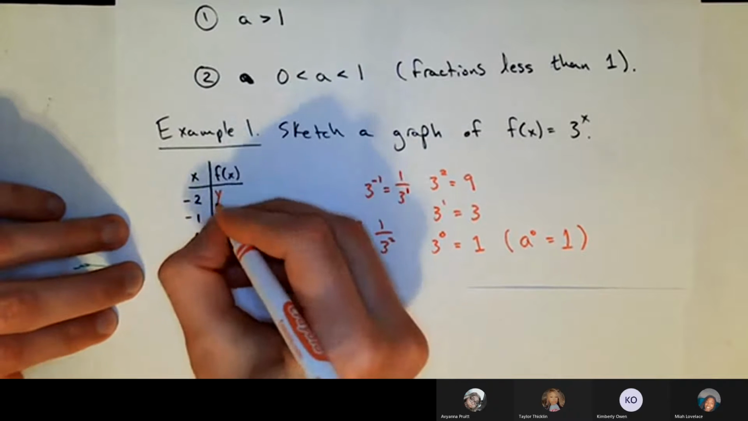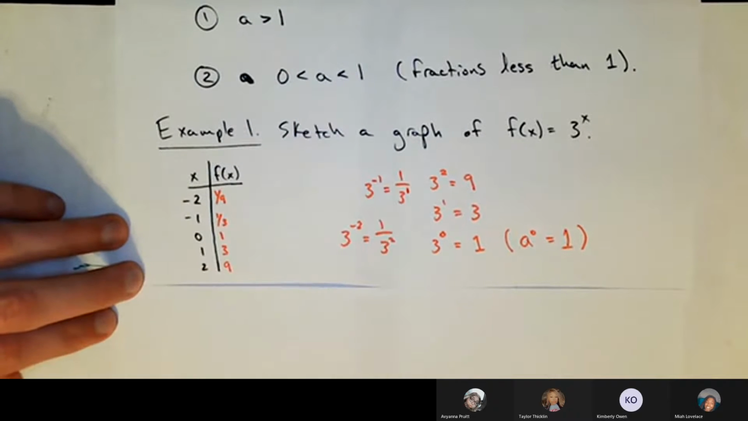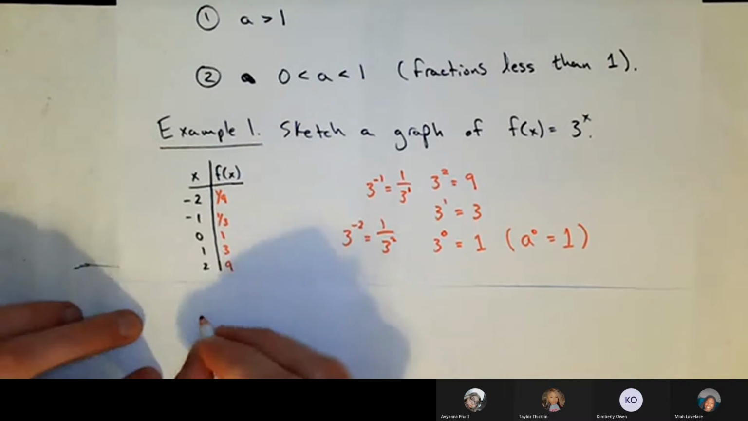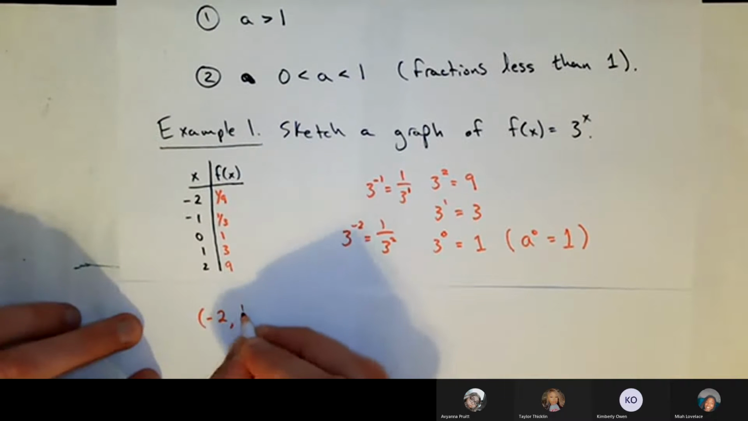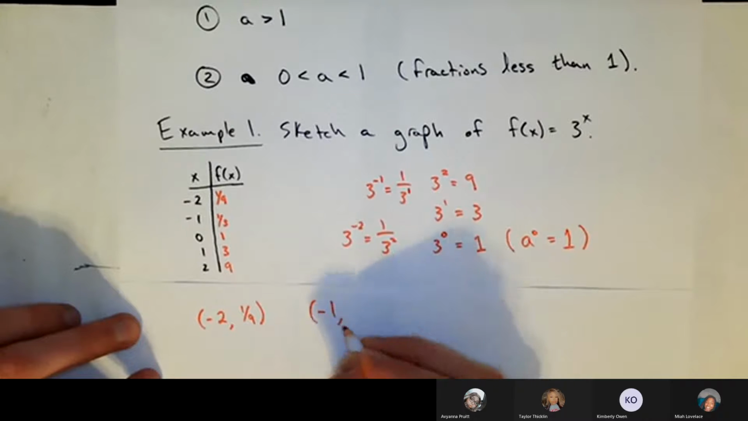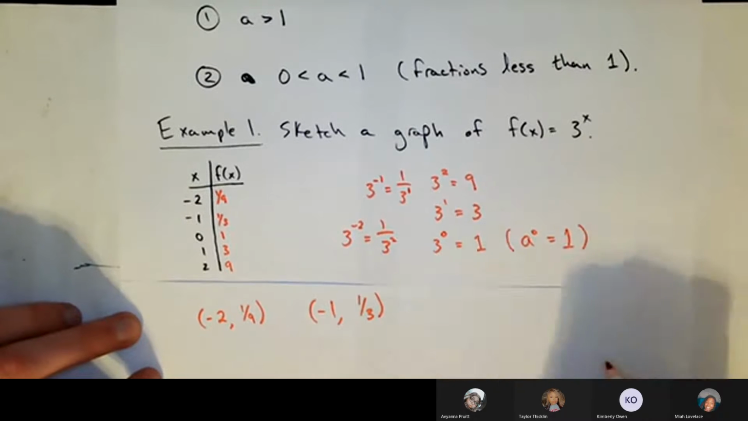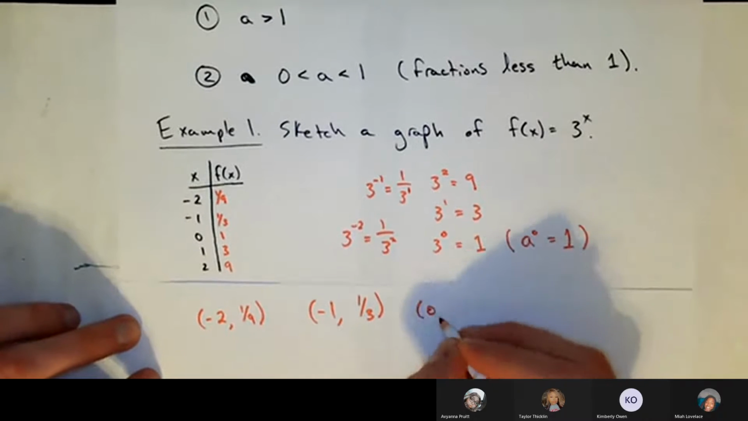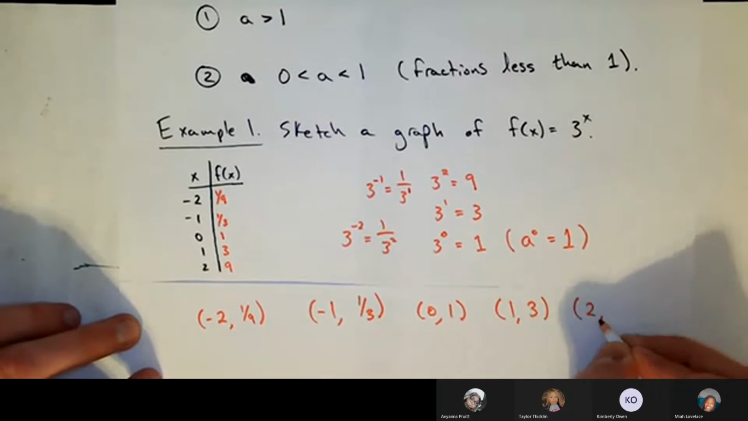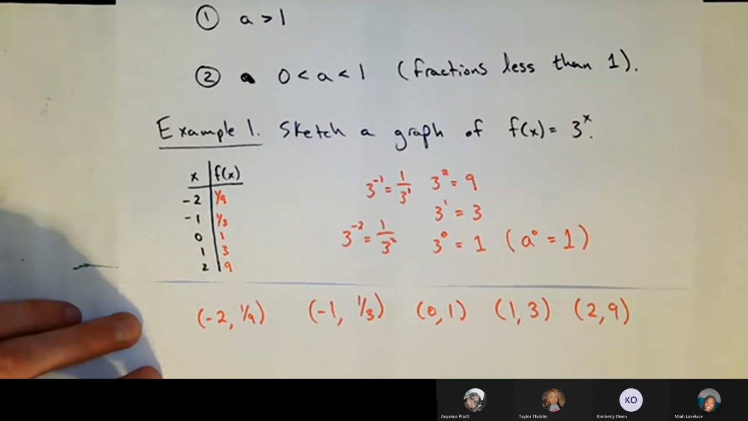That's going to be 1 over 9 because 3 squared is 9. So let me explicitly write out these coordinate values that we just got. We got -2, 1 over 9. So that's a very small y value at this x value of -2. We got -1, 1/3. Another fractional value. We got 0, 1, we got 1, 3, and we got 2, 9. Those are our 5 points that we just got from making our table of values.